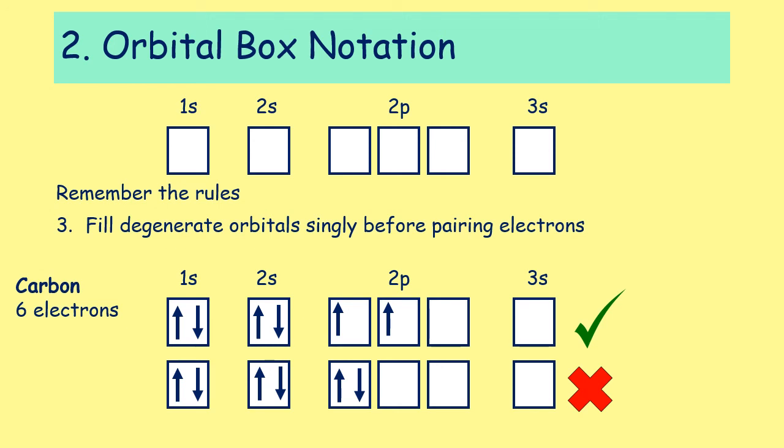So this video has looked at the 2 ways of representing electron configuration at advanced higher, remembering the rules for filling orbitals and paying attention to the 2 exceptions, chromium and copper.